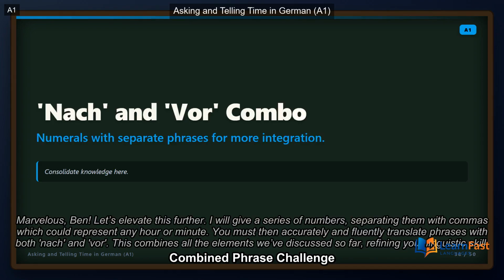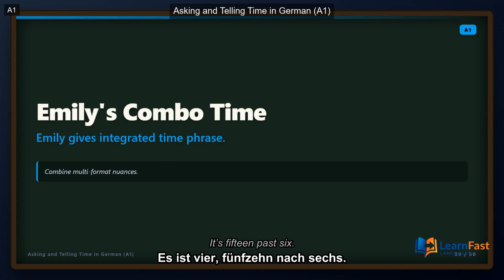Marvelous, Ben. Let's elevate this further. I will give a series of numbers, separating them with commas, which could represent any hour or minute. You must then accurately and fluently translate phrases with both nach and vor. This combines all the elements we've discussed so far, refining your linguistic skill. Es ist 4:15 nach 6.